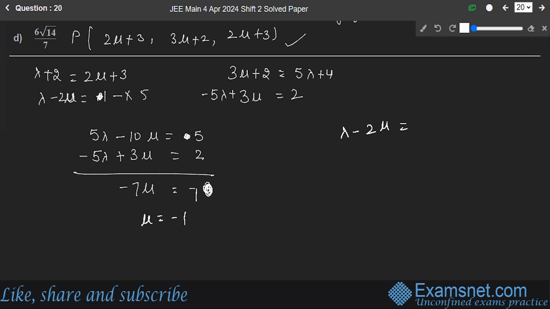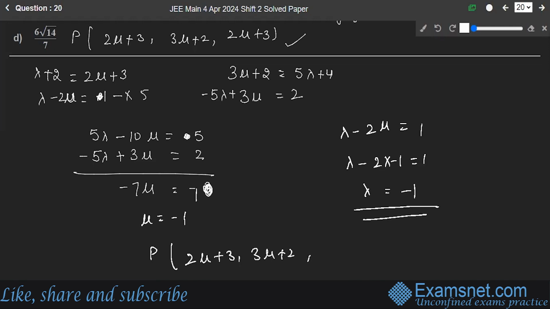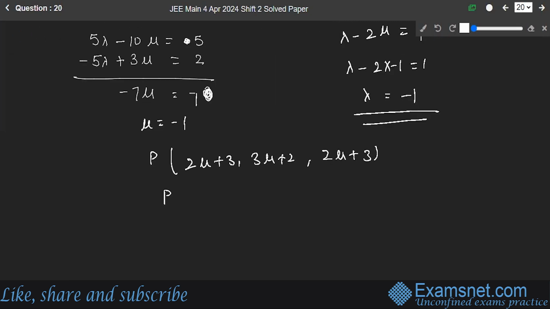So lambda minus 2 mu was equal to 1. This, minus 2 into minus 1, is equal to 1. This gives me lambda is equal to minus 1 again. That means lambda and mu both are the same. So the P point becomes, let's pick any one, 2 mu plus 3, 3 mu plus 2, this. So this point will be given by 1, minus 1, 1.